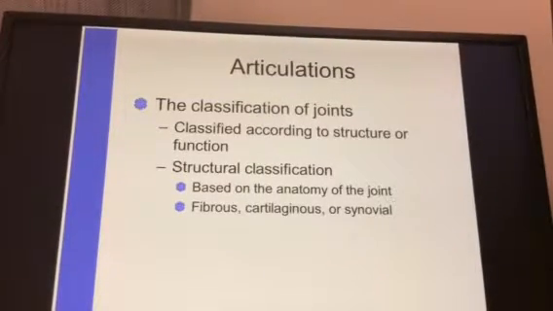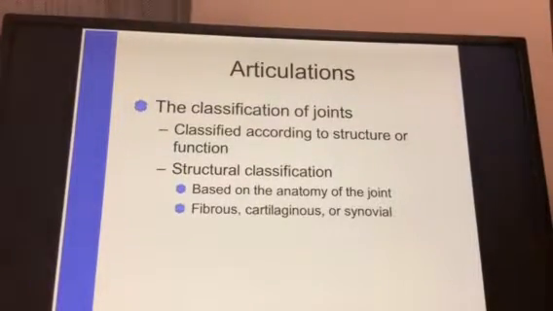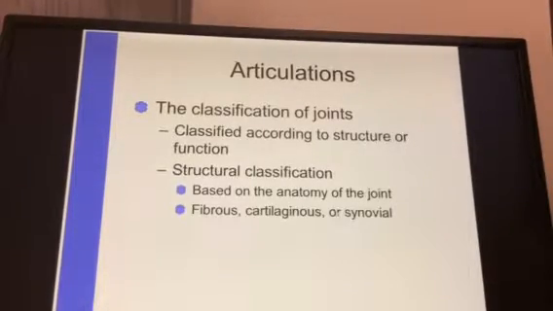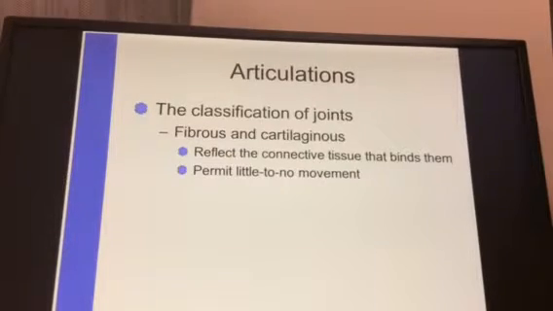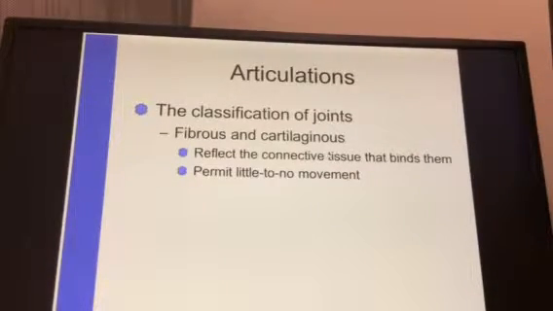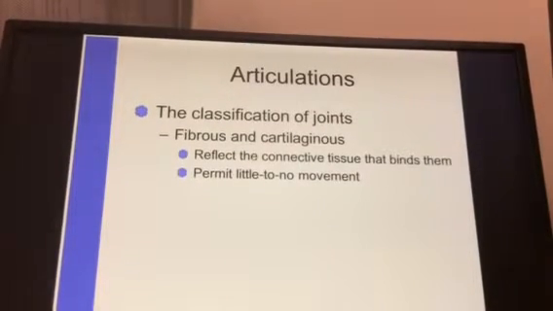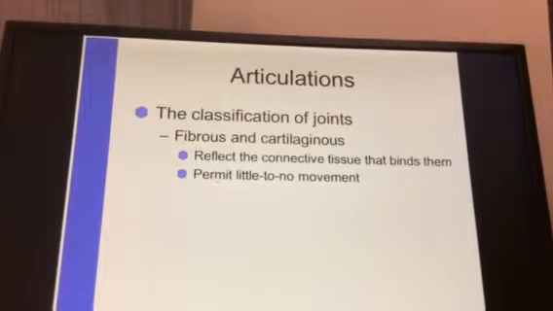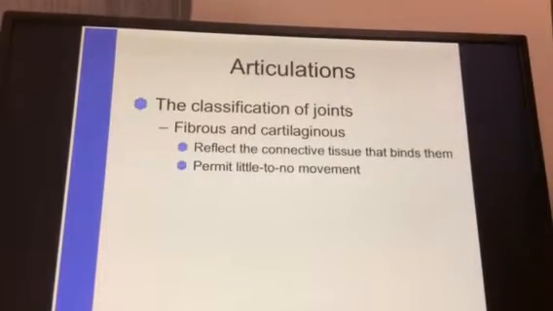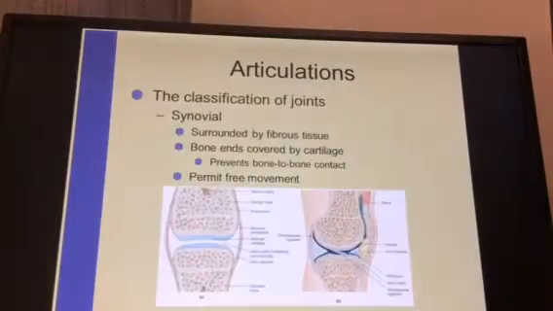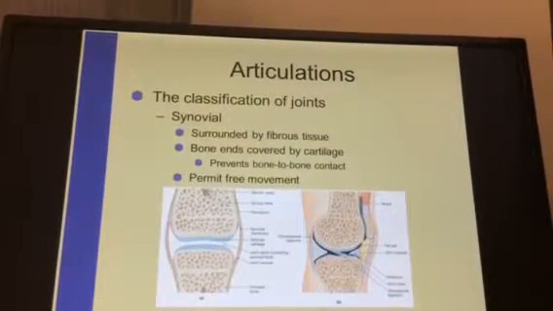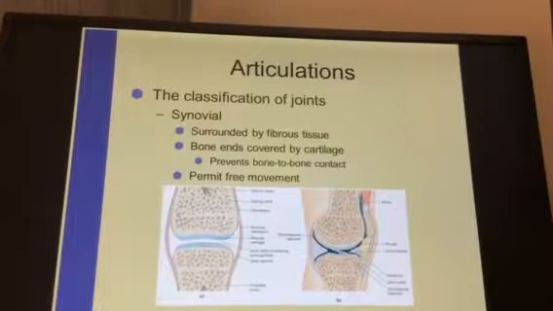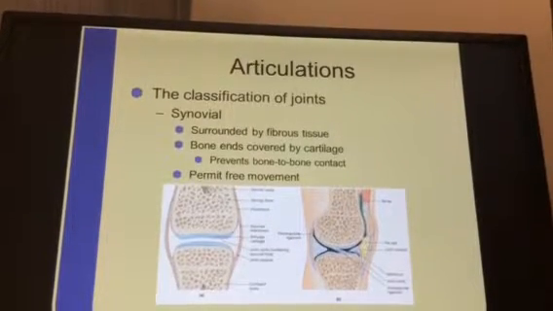And then based on the anatomy, whether it's a fibrous type of joint, cartilaginous, or has synovial fluid in there, those are all going to determine how we classify them. So we'll start off with fibrous and cartilaginous joints, and those basically are preventing movement. Whereas a synovial joint means that there's cartilage on the two ends and fluid in the joint, which allows a lot of motion.